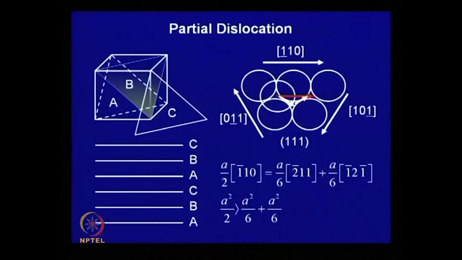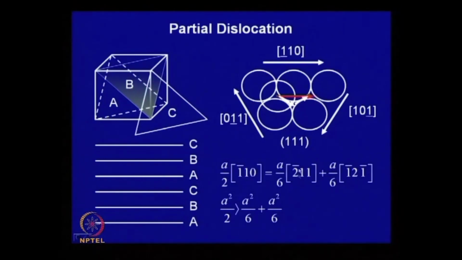And the same thing is shown over here, and it was shown that if this perfect dislocation splits up into two partials, and then you calculate the energy, which is proportional to the square of the Burgers vector, in this perfect dislocation the energy is a squared over 2 and the partial dislocation energy is a squared over 6. So, if you add up two of these, this is a squared over 3, which is less than a squared over 2. Therefore, this is energetically favorable as well.